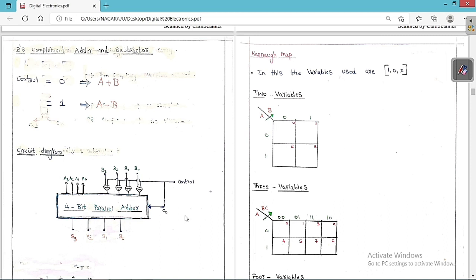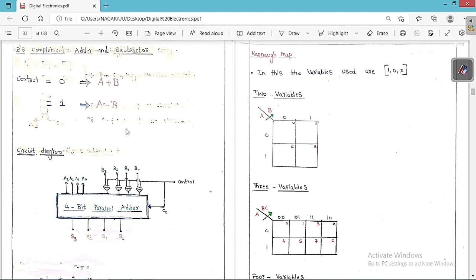Suppose we are given some value of B. So we have minus B. How to figure out the minus B? Very simple. First you have to do the 1's complement of B and then add the 1 to the result. Then we are going to get S0, S1, S2, S3. This is called the overall result we are going to get.